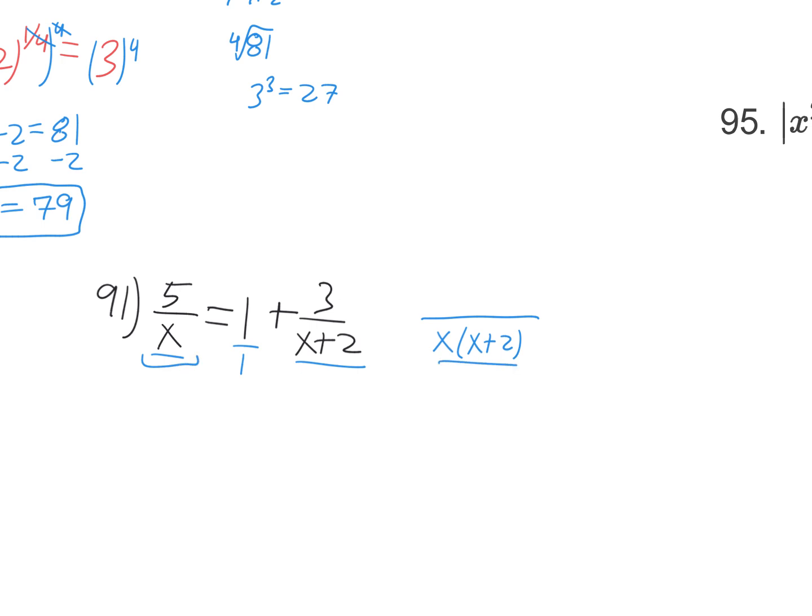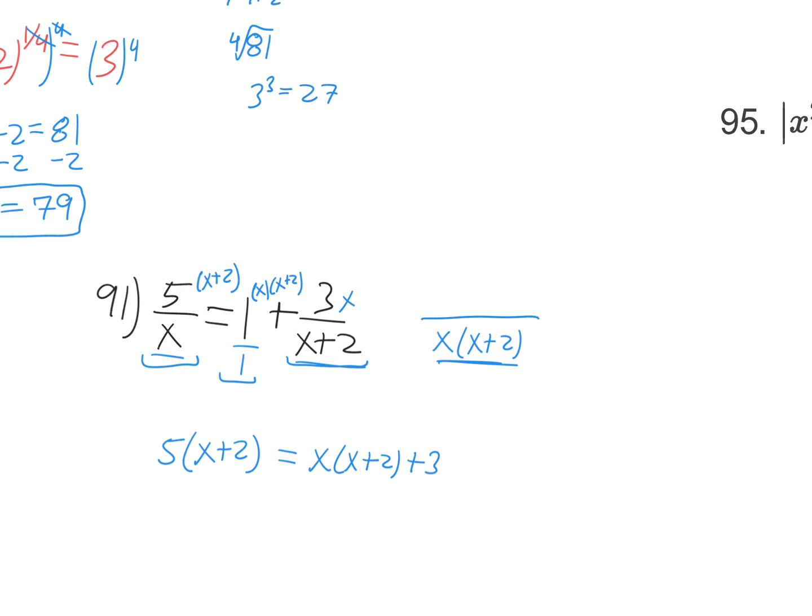All right, this x is missing the x plus 2, so I'm going to multiply by x plus 2 over here, getting rid of our denominator. This 1 over 1 is missing both of these, so I'm going to multiply the top by x and x plus 2, so it equals x times x plus 2. And then this 3 over x plus 2 has the x plus 2, it's missing the x, so I would just multiply by x.